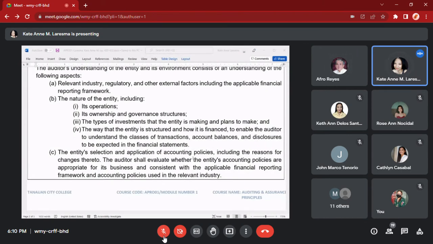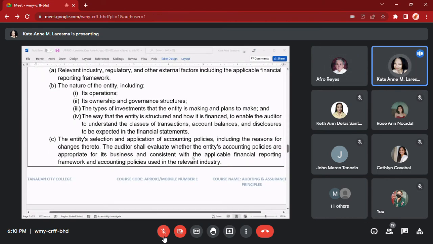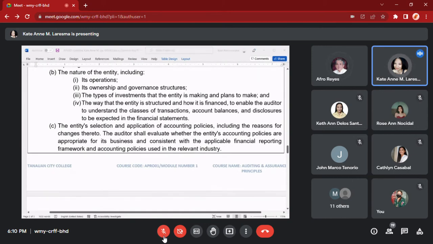Yun, ganun. Then, letter C, the entity's selection and application of accounting policies, including the reasons for changes thereto. The auditor shall evaluate whether the entity's accounting policies are appropriate for its business and consistent with applicable financial reporting framework and accounting policies used in the relevant industry. Paano ba nagre-report ang entity? Anong framework ang ginagamit niya? PFRS?